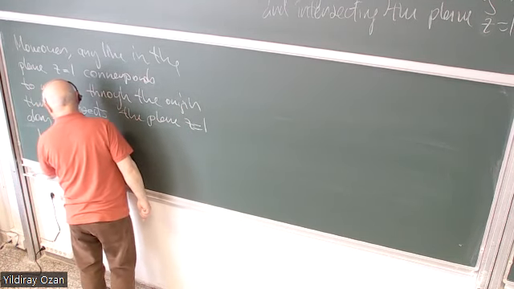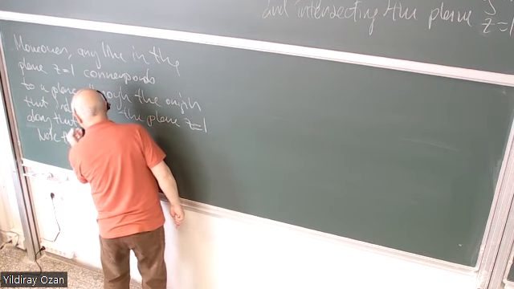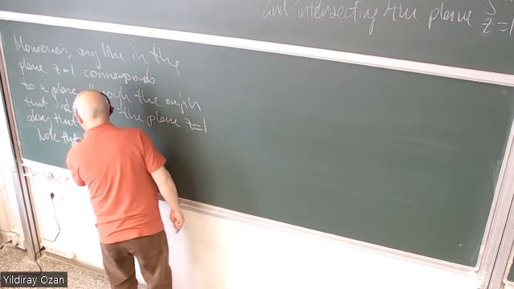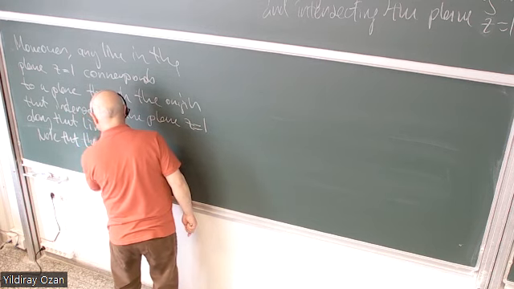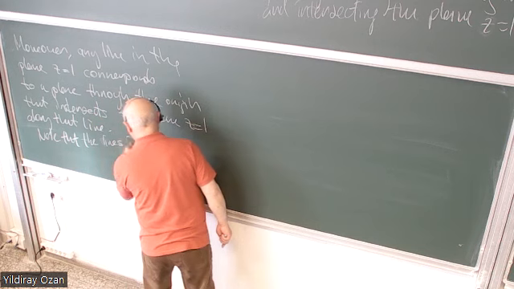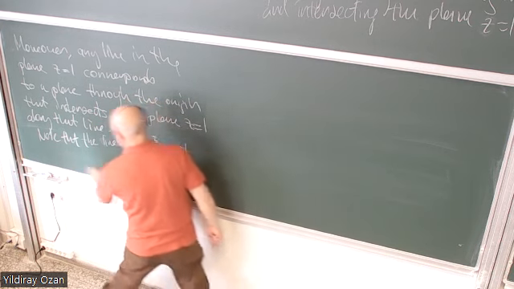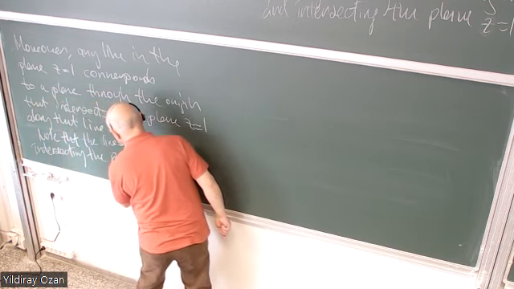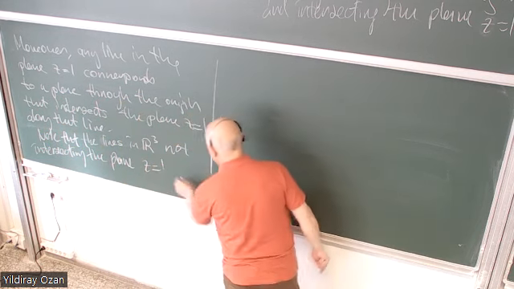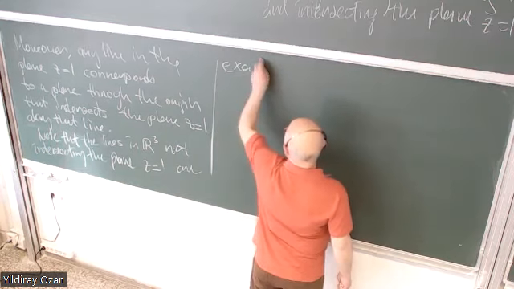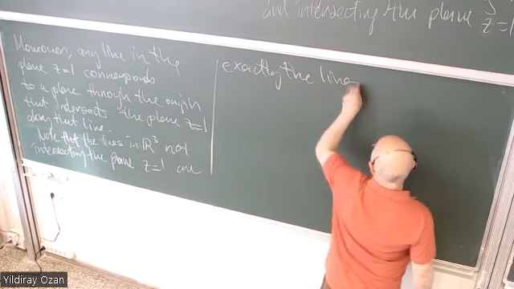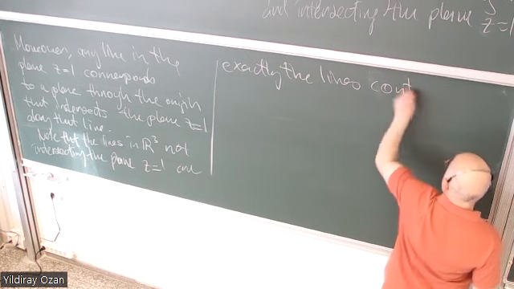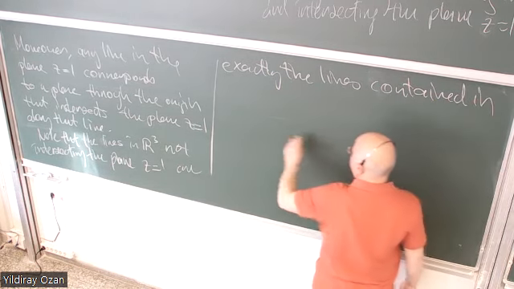Note that the lines in R3 not intersecting the plane z equals 1 are exactly the lines contained in the xy plane.